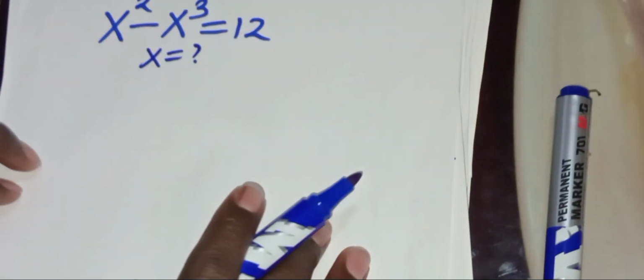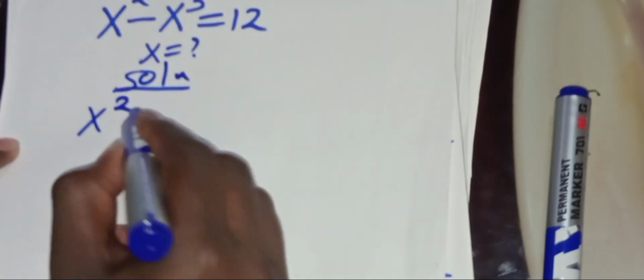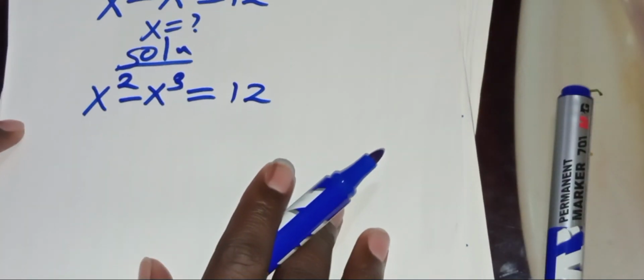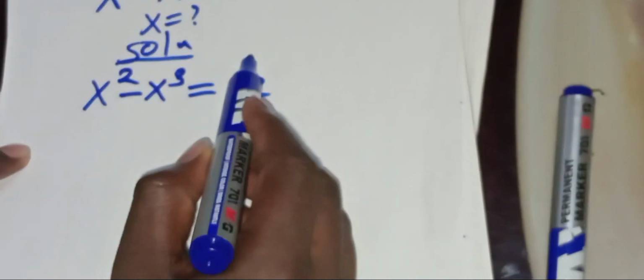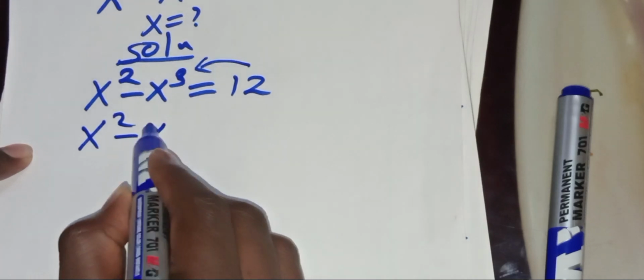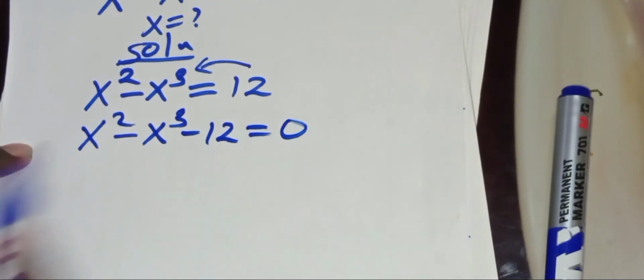Now solution. From here, this is x to power 2 subtract x to power 3, equal to 12. Now we will take this 12 to the left hand side so that we'll have x to power 2 subtract x to power 3 subtract 12 equal to 0.